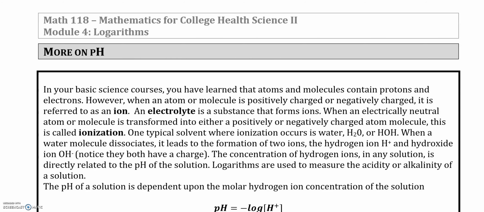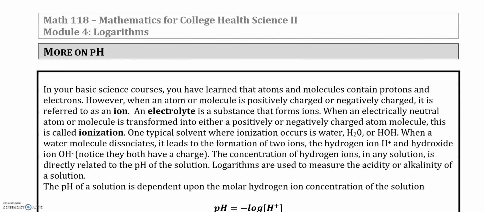Welcome to the fifth video of Module 4 on logarithms, where we're going to look at more application problems involving pH. In your science courses, you've learned that atoms and molecules contain protons and electrons. However, when an atom or molecule is positively charged or negatively charged, it's referred to as an ion. An electrolyte is a substance that forms ions. Ionization is when an electrically neutral atom or molecule is transformed into either a positively or negatively charged atom or molecule.